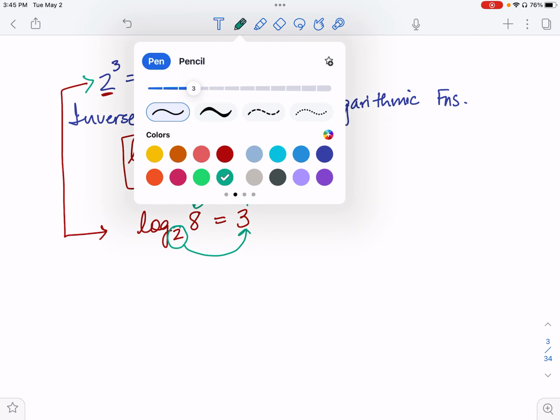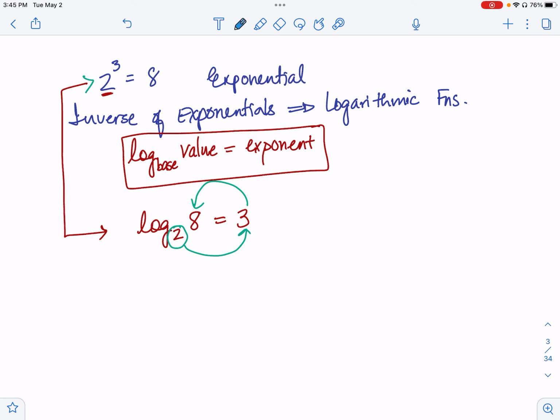Another example, and we can do as many examples as possible, but if I have log to the base 5 of 25, then the way I'm reading it is: 5 to what power would equal 25? And we know that that answer should be 2. So the exponent itself is the answer to a log problem.